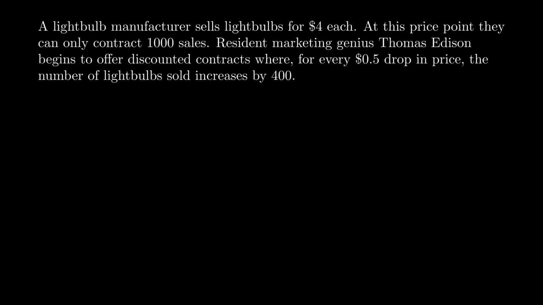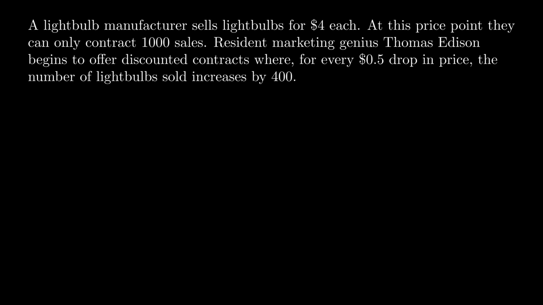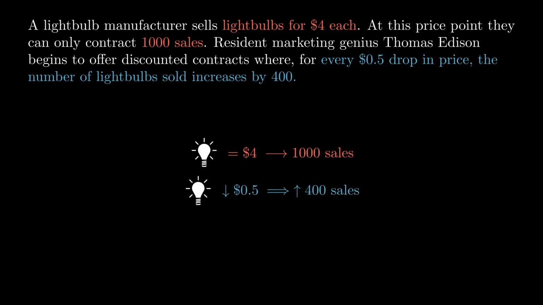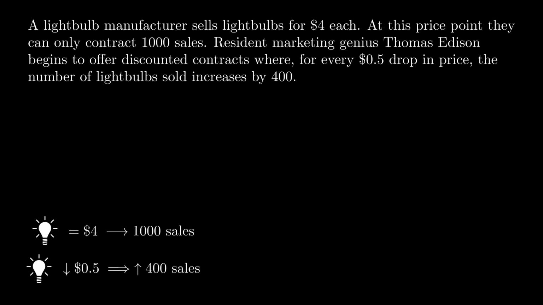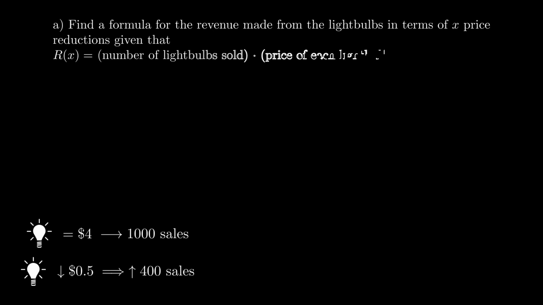Before we begin solving any of the parts, let's go back to our question and try to understand the information provided. For starters, we know that light bulbs sell for $4 each, and at this price point, they give us 1,000 sales. We also know that for every $0.5 drop in price, the number of light bulbs sold increases by 400. Now for part A, the first thing we note is that our variable x is the price reduction in dollars.